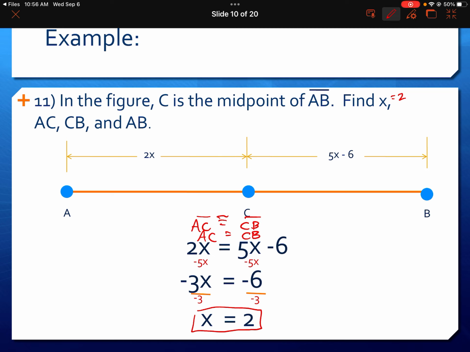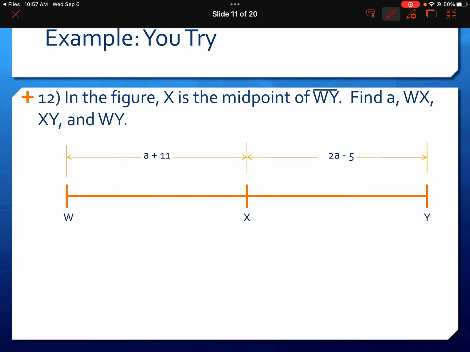Now if x is 2, that means when you plug in, 2 times 2 is 4. Likewise over here, you got 5 times that 2 minus 6. That should also give you 4. Now you should know right now if you're right or wrong. Notice how both lengths are the same. A to C is 4. C to B is 4. How far is it from A to B? That'd be the whole thing. That would be 8. Try this next one on your own.